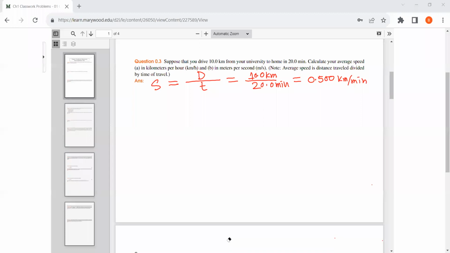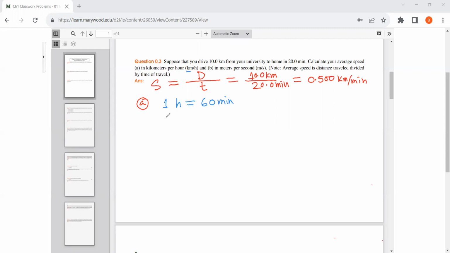The first problem is to calculate it in kilometer per hour. Here you see kilometer per minute, and next is kilometer per hour. We don't need to convert kilometer because it is already kilometer, so we have to convert minute to hour. As you know, 1 hour is equal to 60 minutes, so we can use this conversion factor.